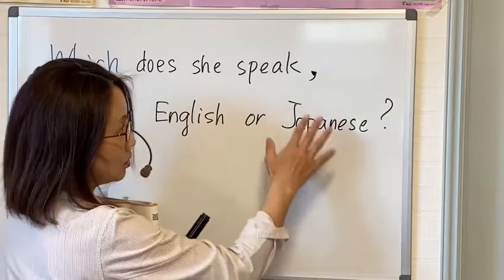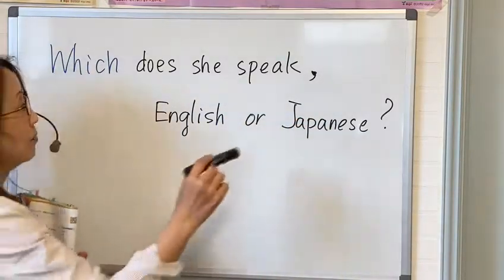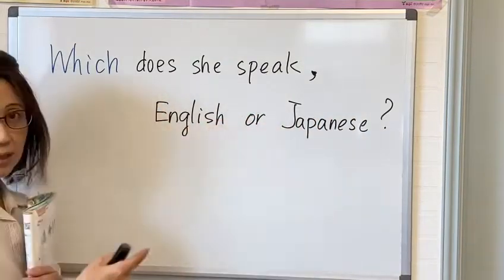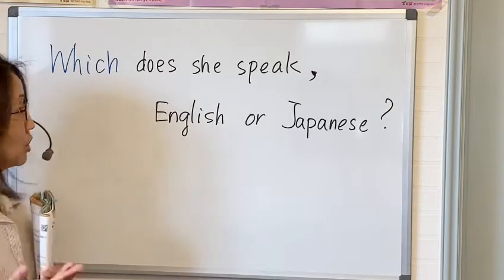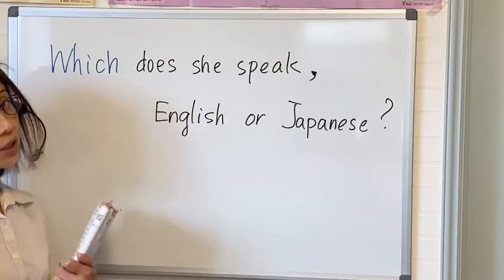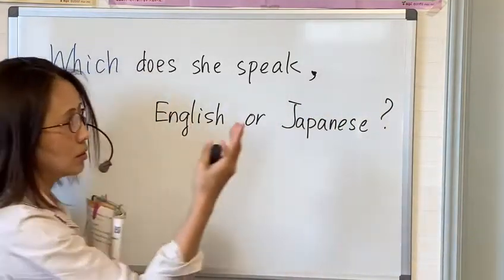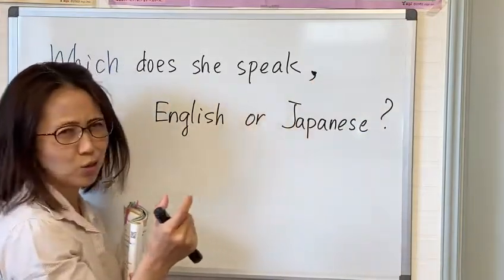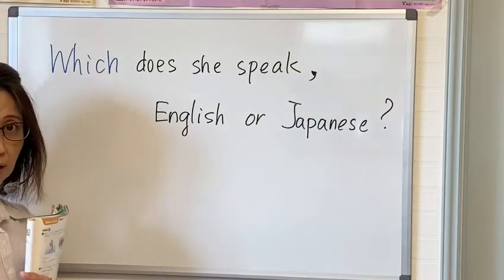or B っていうのを後ろにつけるこの形の時、書く時はカンマがいります。But when you speak this sentence, you don't have to say comma. You just say, which does she speak? English or Japanese? So, but it sounds like you can just make a, I don't know, very, very short pause here.